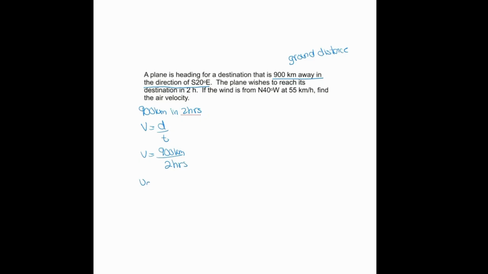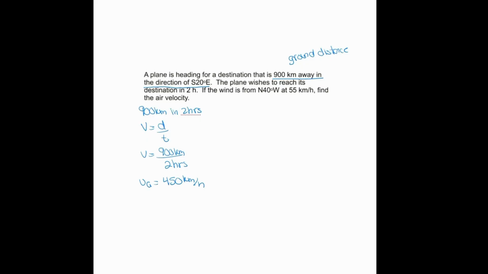So the velocity relative to the ground of the airplane is 450 kilometers per hour. So this is the speed on the ground. This is the speed of the plane if you were standing on the ground and looking up at it.